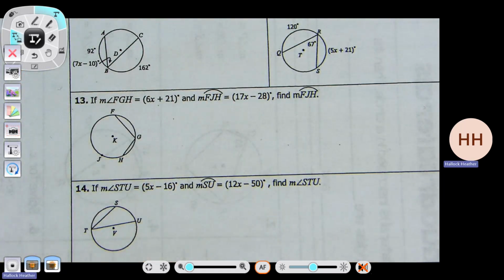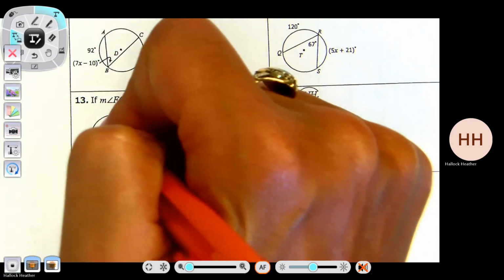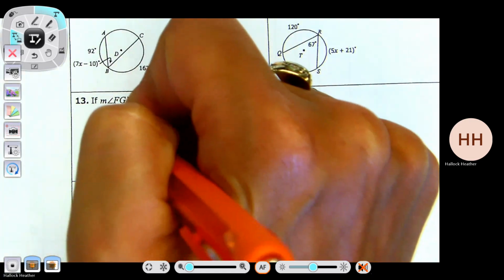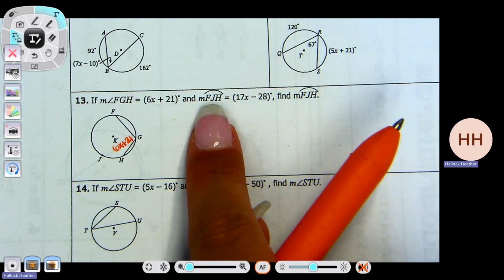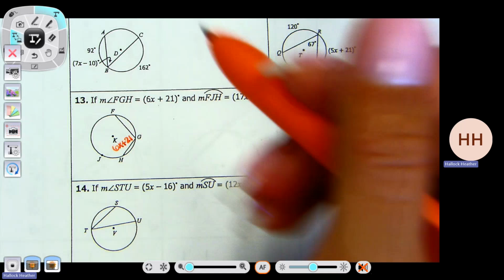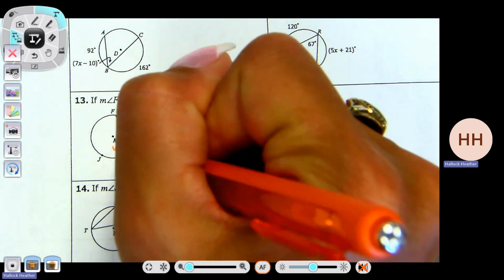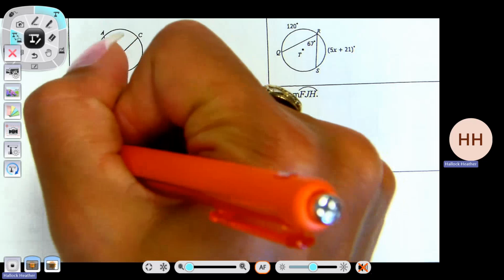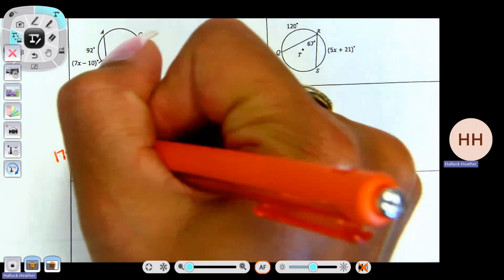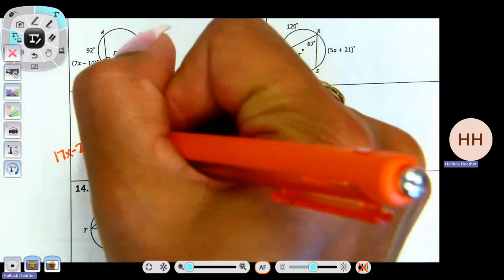13 says if the measure of FGH, so the angle FGH is 6x plus 21. I'm going to put that in my picture. Then you have arc FJH is 17x minus 21, 28.